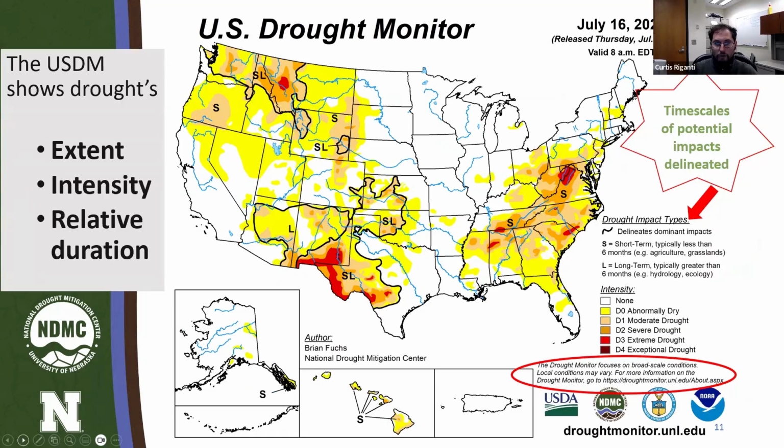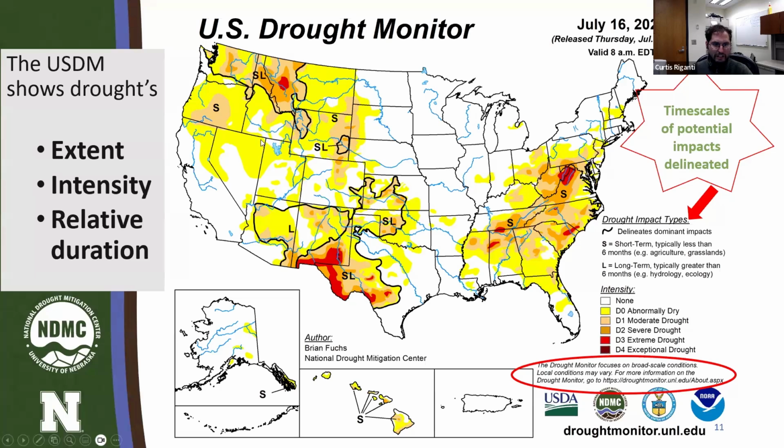So let's take a look at what a typical US Drought Monitor map will look like. This one is from my coworker, Brian Fuchs, here at the National Drought Mitigation Center, from mid-July of this year. This is just before drought coverage really started to blow up over much of the lower 48 states over the last few months. What you can see here is really three main things: first, drought extent, then drought intensity, and the relative duration of drought.